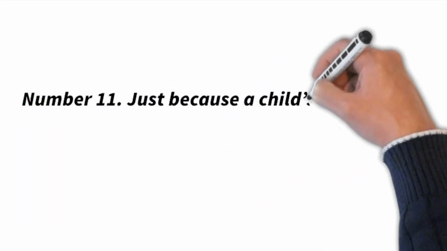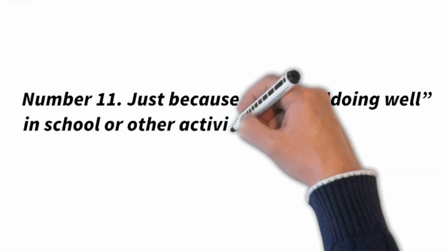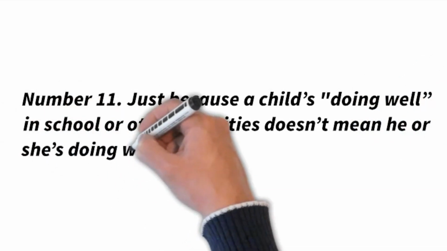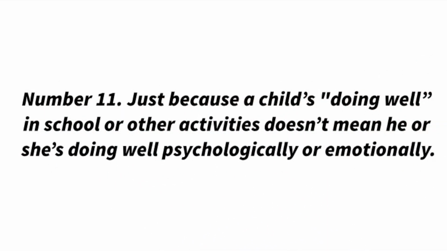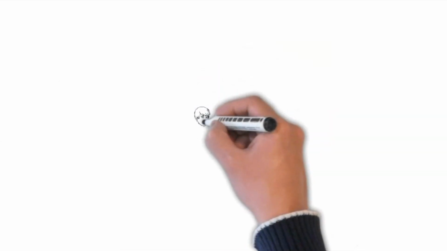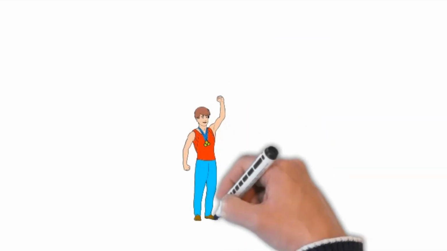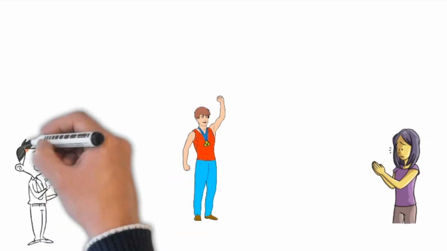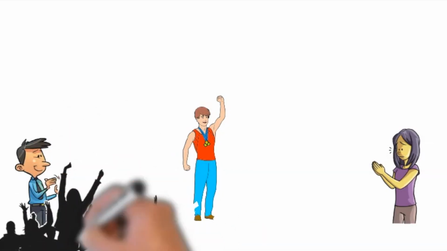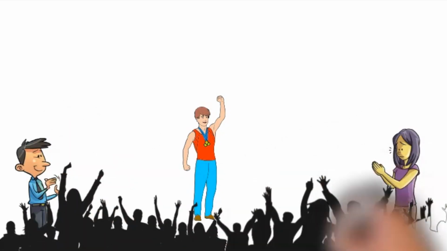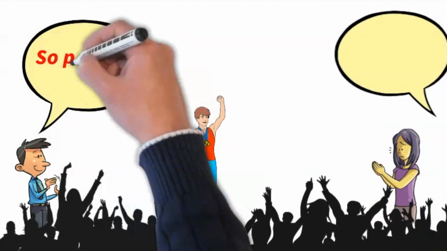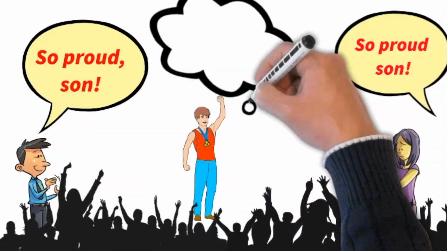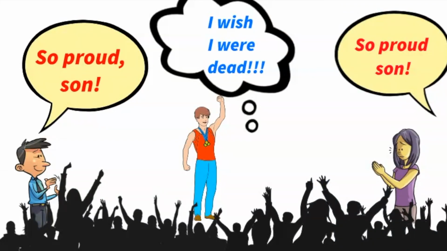Number 11. Just because a child's doing well in school or other activities doesn't mean he or she's doing well psychologically or emotionally. This is one of the worst but most common mistakes. Many children find a safe haven in school or with other activities, and the worst damage isn't obvious and/or is delayed. Be skeptical when told that a possibly alienated child is supposedly thriving.